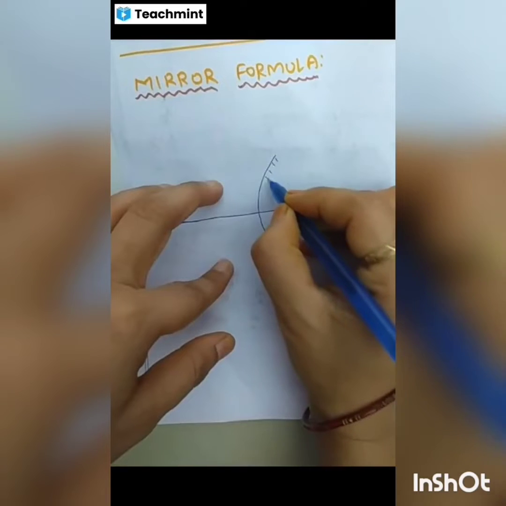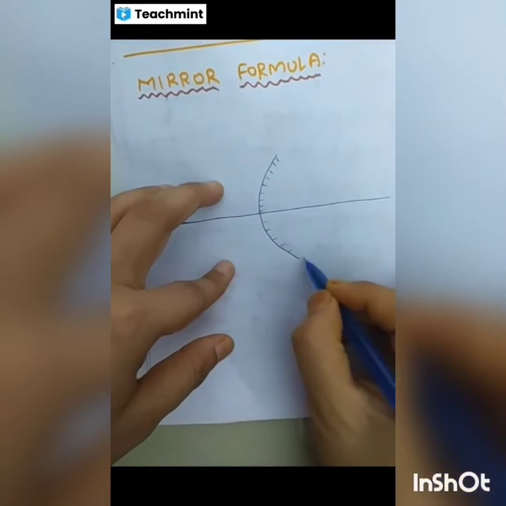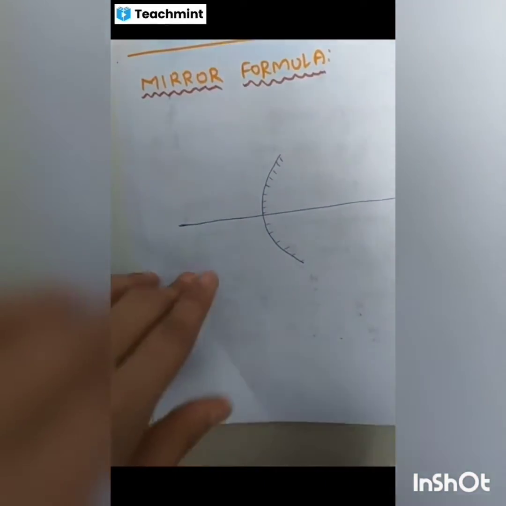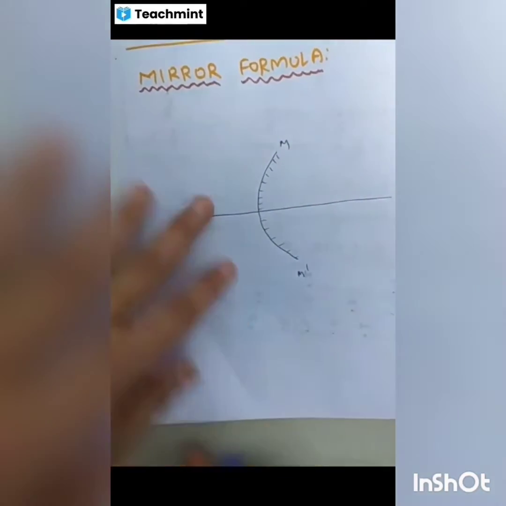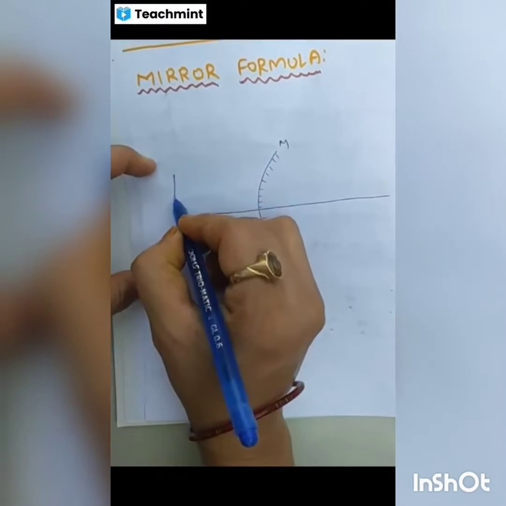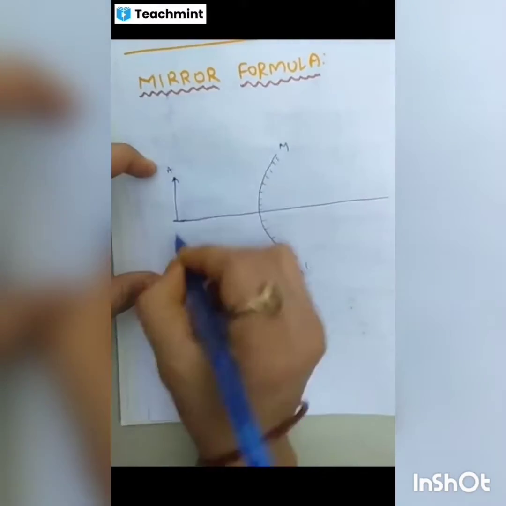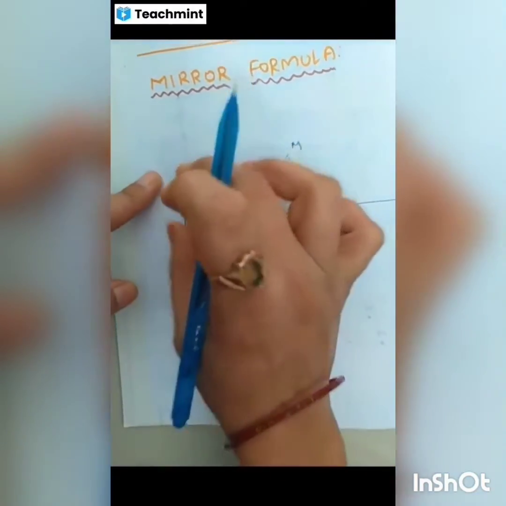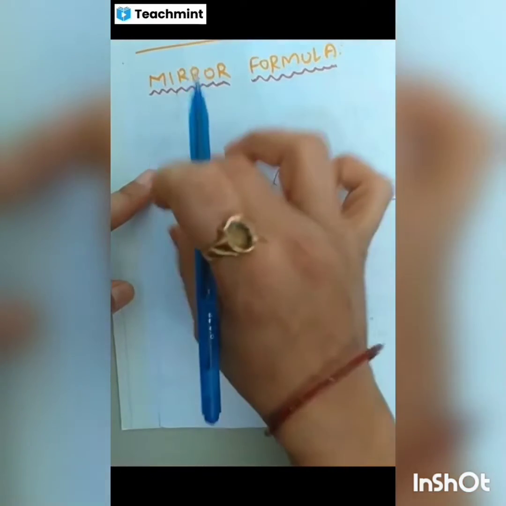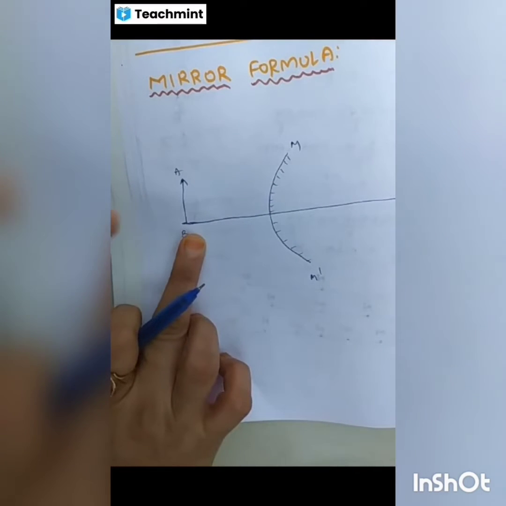Okay, we'll consider this as M and this point as M dash. Okay, and consider an object AB. Right, consider an object AB. So we have to observe the image of this object, right? So where we get the clear image, that is only the focus. Okay, so we want the focal length.